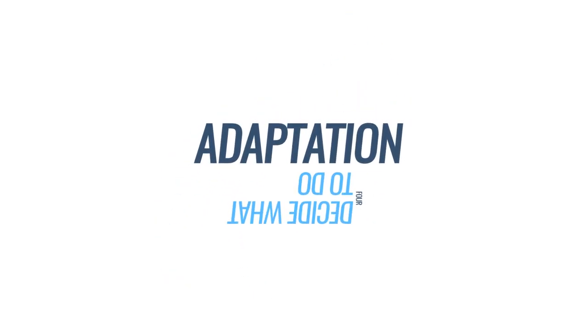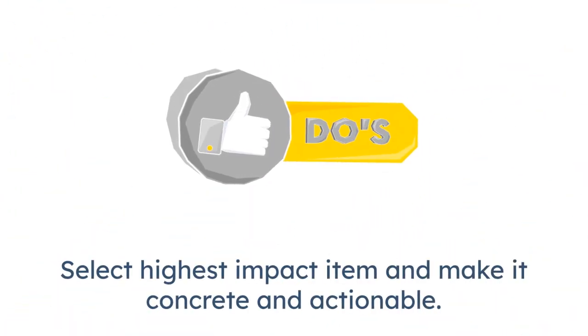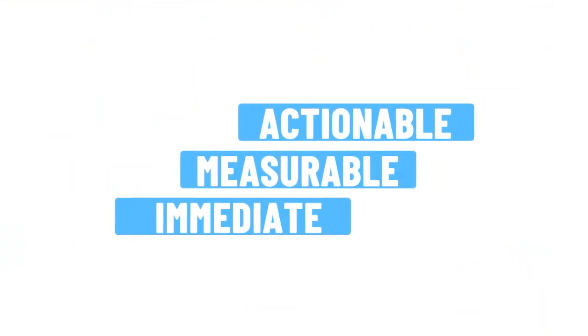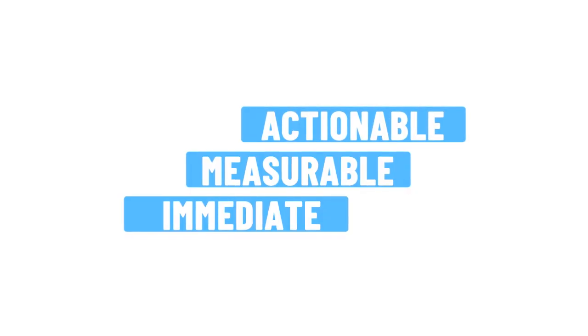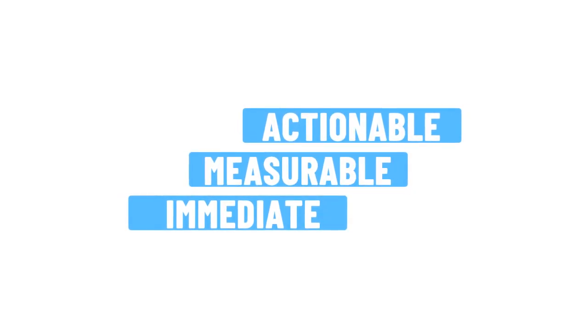Decide what to do. Once the team agrees on the root cause of the biggest issue, they move to adaptation. The goal here is to select one high-impact item and make it concrete and actionable. Don't agree to a vague action like improve communication. Instead, agree to we will adopt a 10-minute Slack huddle every day at 3 p.m. to discuss integration issues. The action must be measurable and implementable immediately.